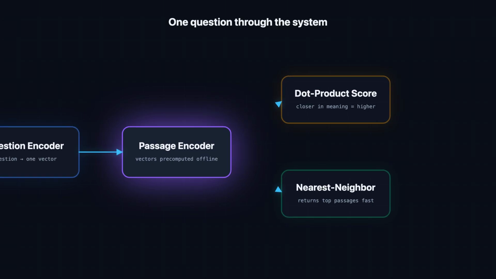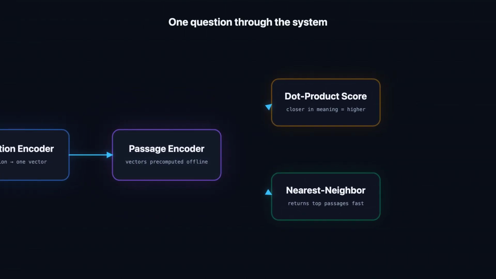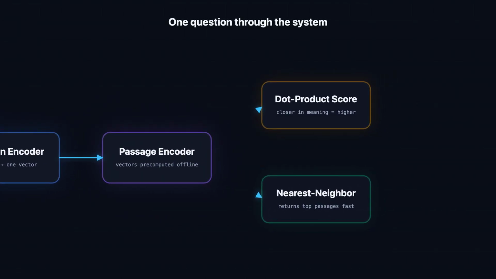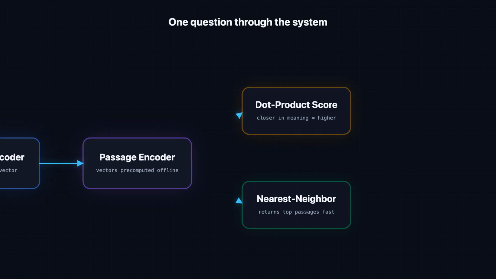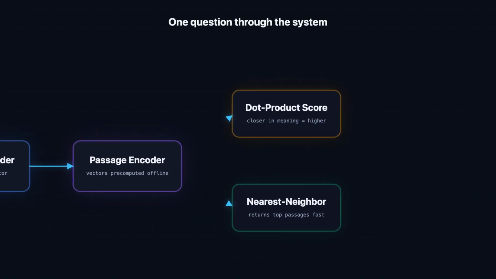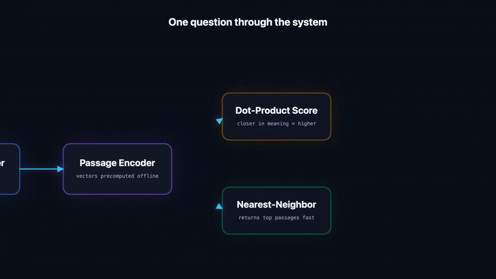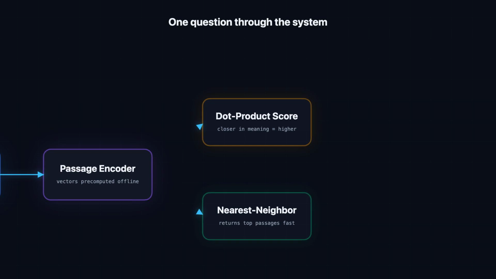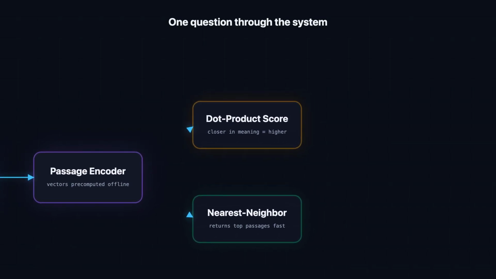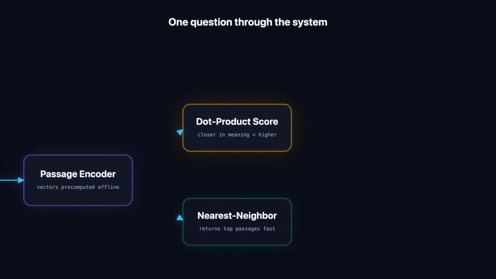Separately, a second encoder handles passages. Every passage in the collection gets mapped to its own vector ahead of time and stored. So this expensive encoding step happens once, offline, not while you wait. At query time, the entire corpus is already sitting there as vectors, ready to be searched.